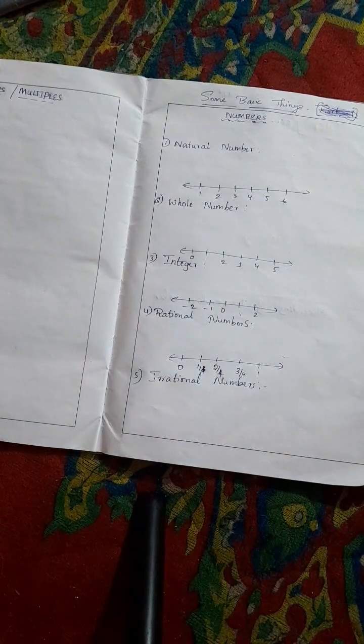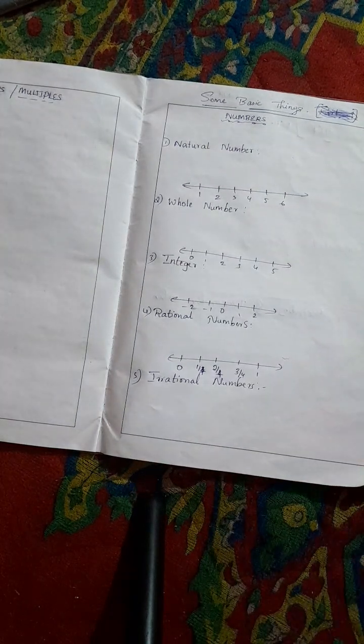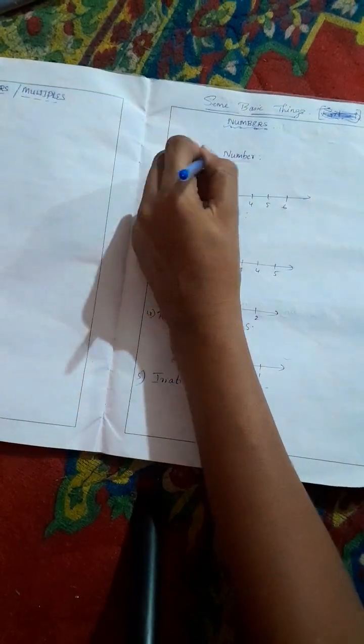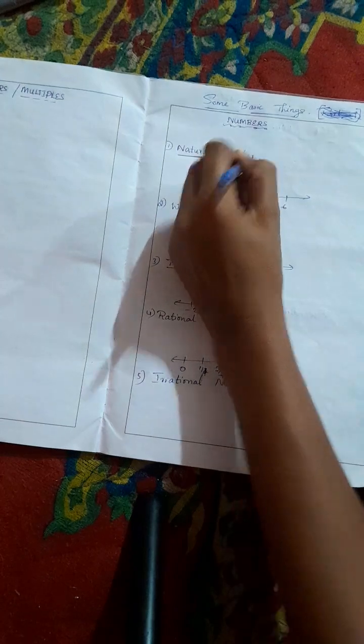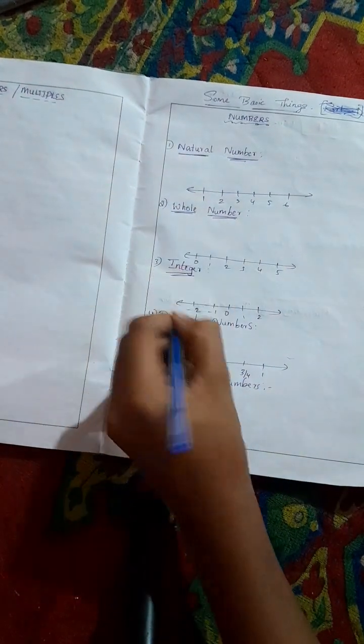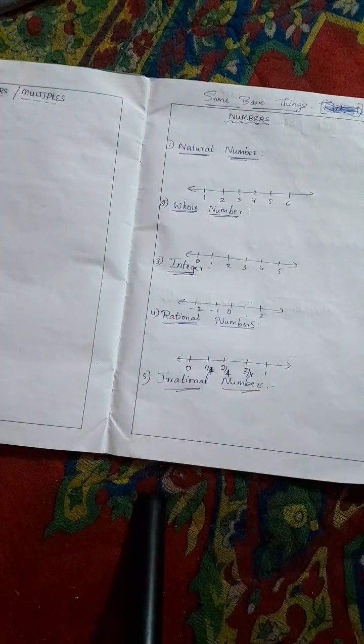You know about numbers, right? But do you know about this type of numbers? Now you will be knowing about these numbers. What is a natural number? What is a whole number? What is an integer? What are rational numbers? What are irrational numbers?